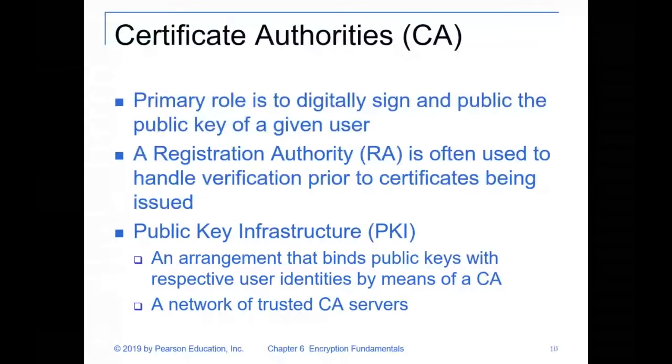A certificate authority, or CA, issues the digital certificates. The primary role of a CA is to digitally sign and publish a public key that's bound to a given user. A registration authority is often used to take the burden off the CA by handling verifications prior to a certificate being issued. These act as a proxy between the users and the CAs. They will receive a request, authenticate it, and forward it to the CA.